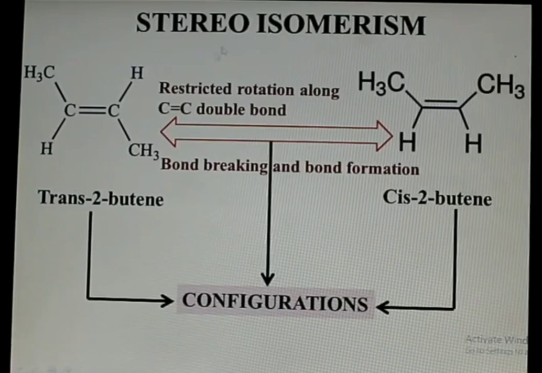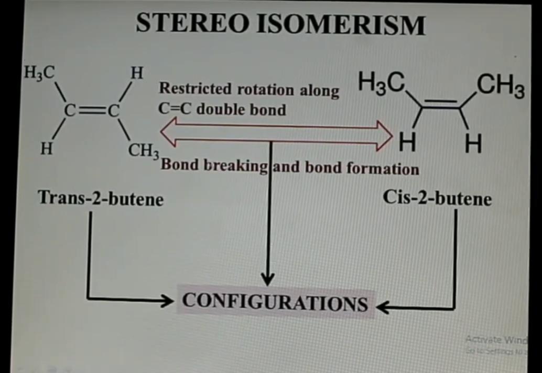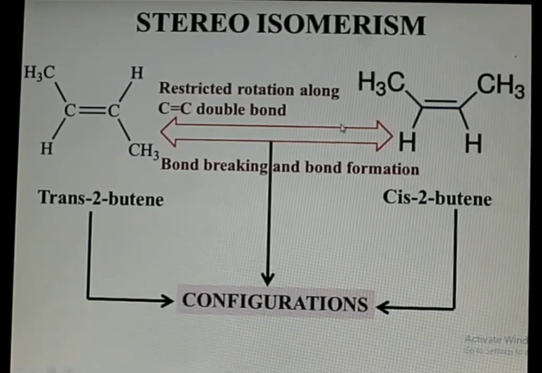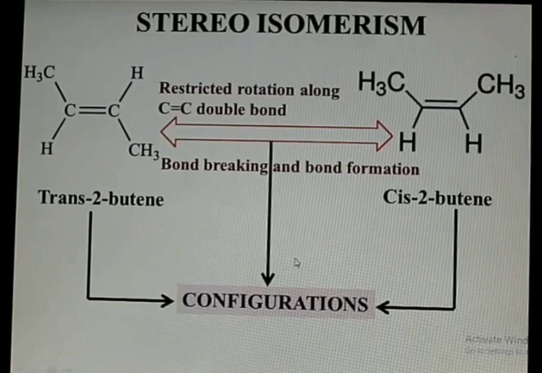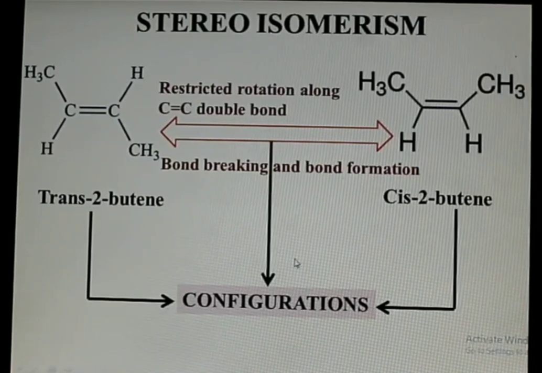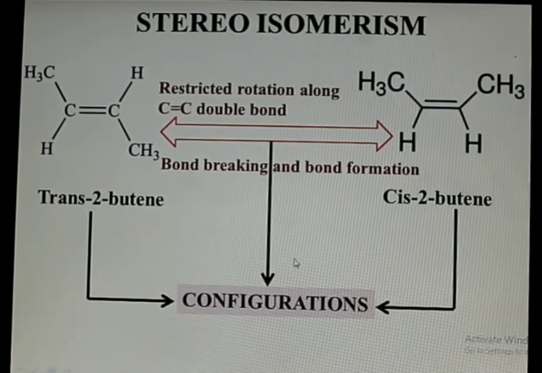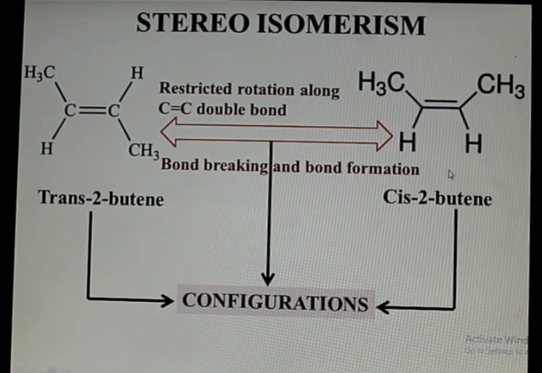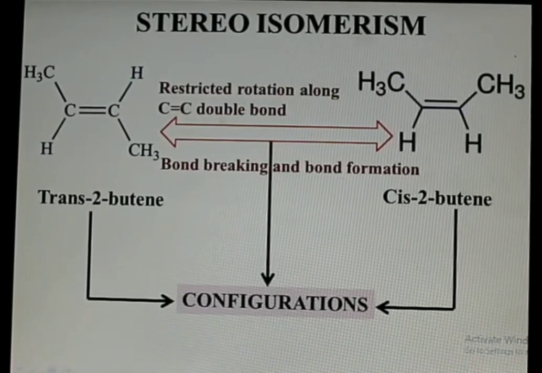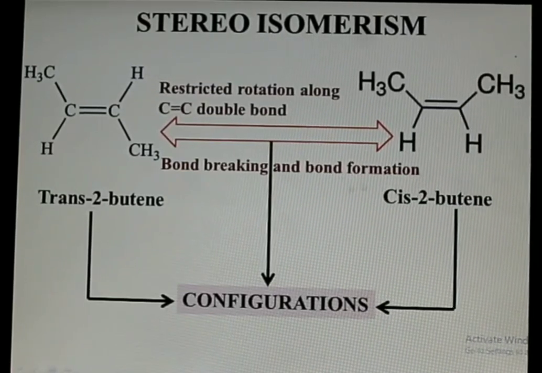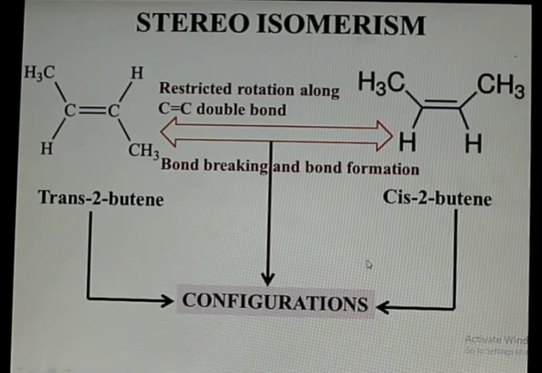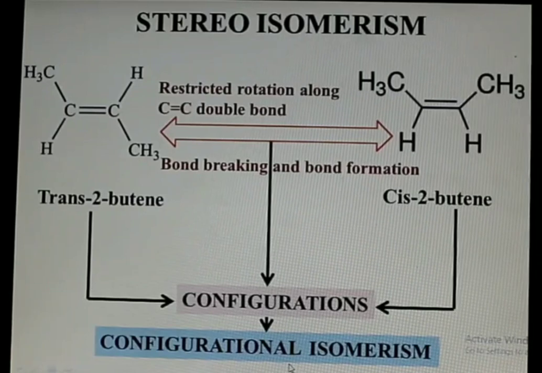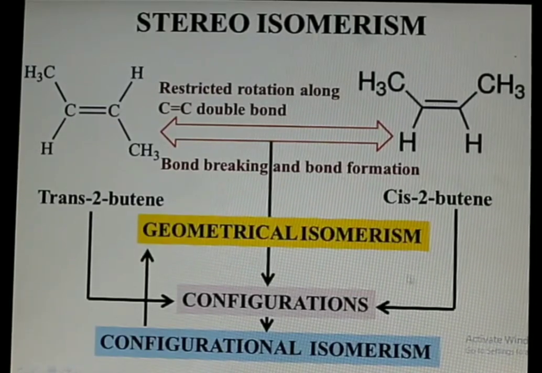So configurations are stereoisomers obtained by bond breaking and bond formation, or by the restricted rotation along a carbon-carbon double bond. The previous one was conformations. Conformations are stereoisomers obtained by the free rotation along a carbon-carbon single bond. But here it is configurations. Configurations means they are stereoisomers obtained by the restricted rotation along a carbon-carbon double bond, or bond breaking and new bond formation. And this isomerism is known as configurational isomerism, and especially this particular one is known as geometrical isomerism or cis-trans isomerism.